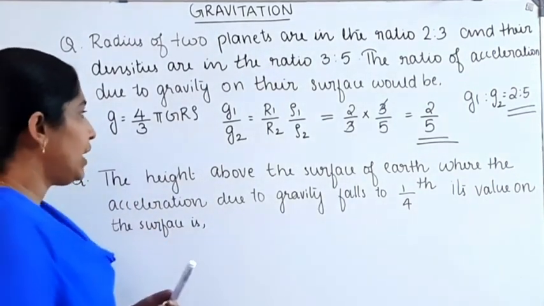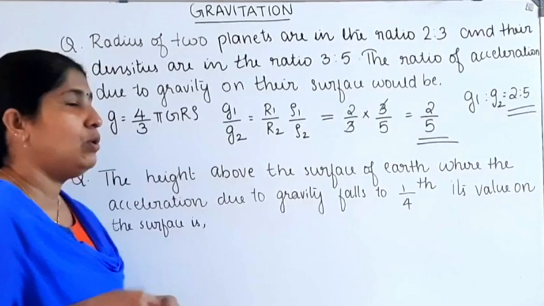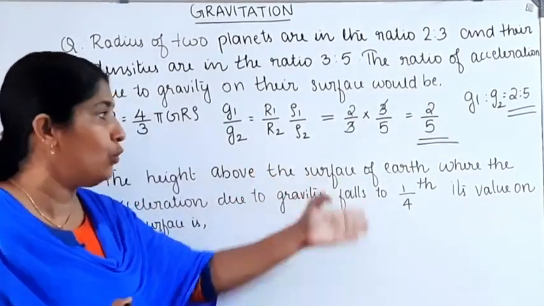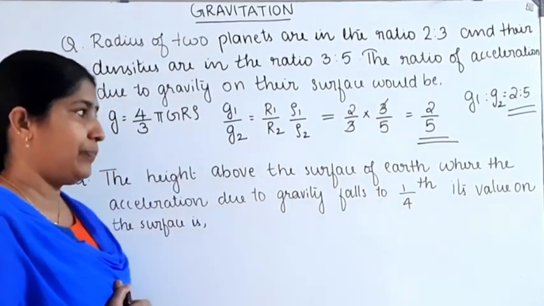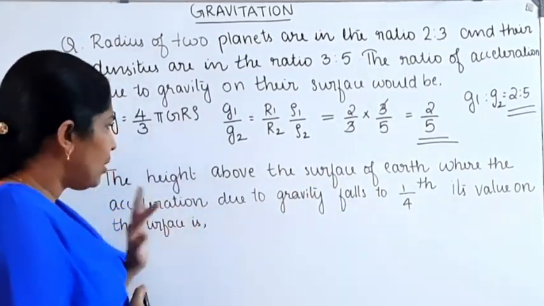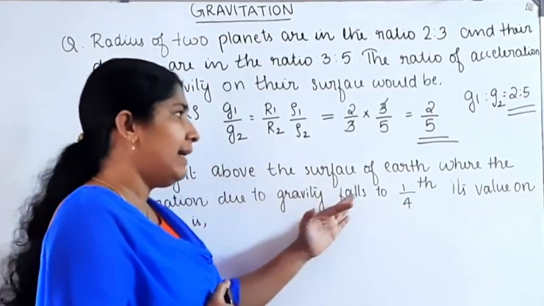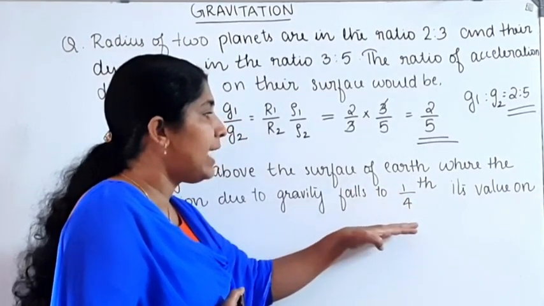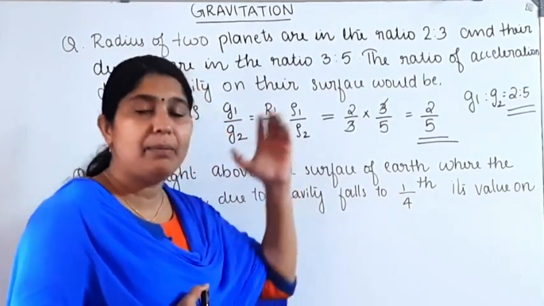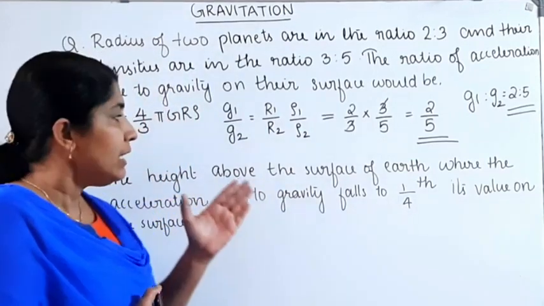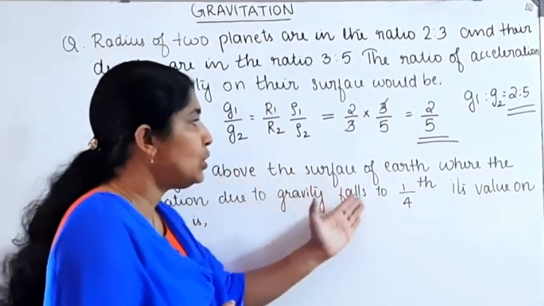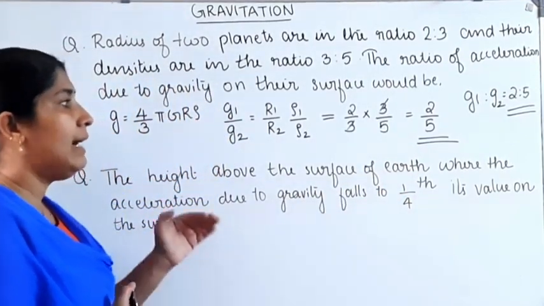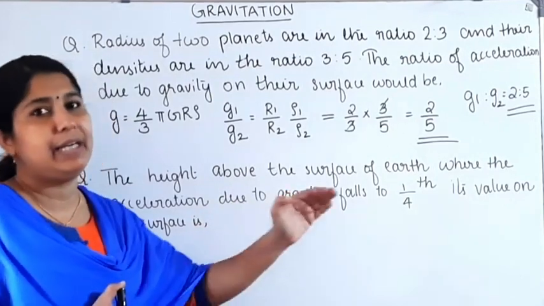Okay, here we want to find out at what height above the surface of the earth the acceleration due to gravity reduces to 1/4 of its value on the surface. From the question itself it is very clear that the acceleration due to gravity decreases by 1/4. That means the height is comparable to the radius of the earth.